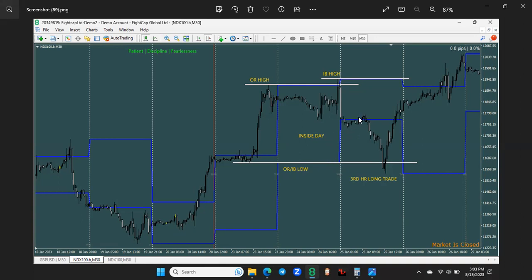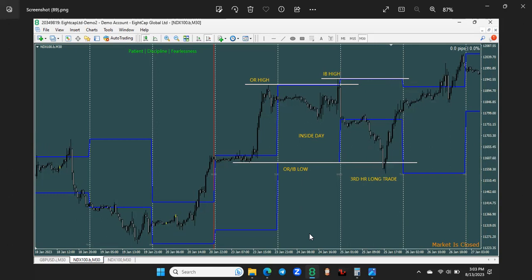Now, if Wednesday proceeds to trade, you can see that during the London session, we get a nice short opportunity heading into the New York session. So as the New York session proceeds to open up, you can see that we get a failed breakout of our initial balance low for a third hour long trade back to our initial balance high.